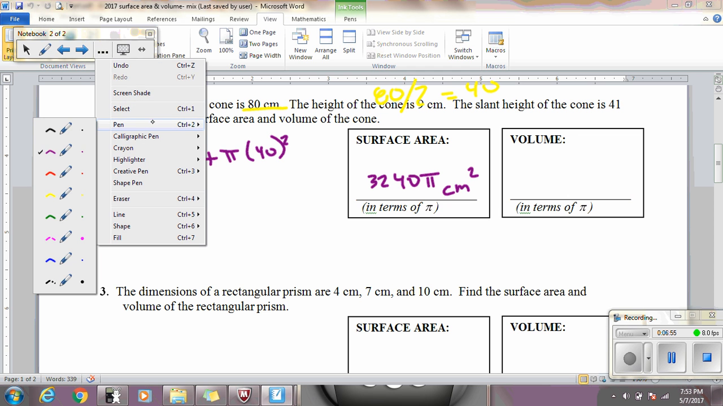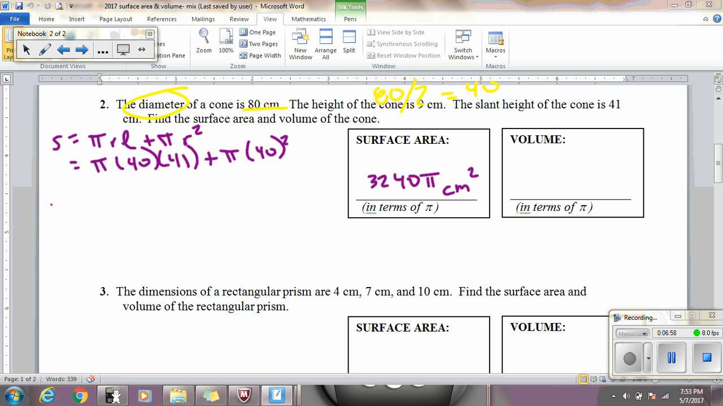Now it's time to find the volume. Volume is 1/3 B times H. To find B for a cone, where the base is a circle, you take pi times radius squared. So that means it's pi times 40 squared. And we want the exact base area when we're going to substitute it in because we want our answers in terms of pi. So that would be 1600 pi.